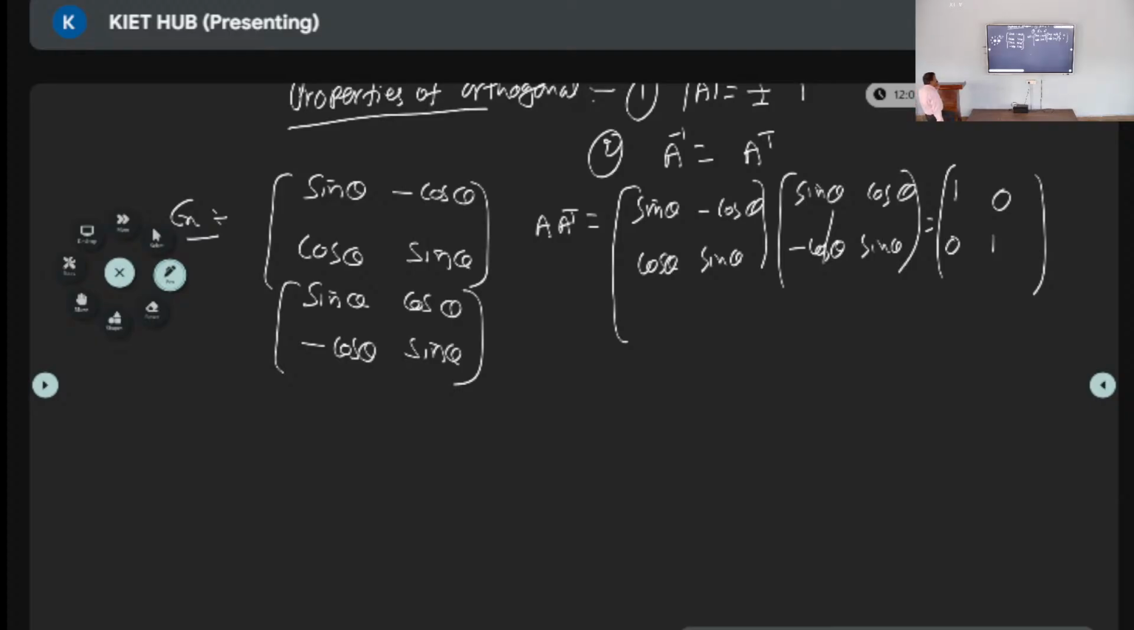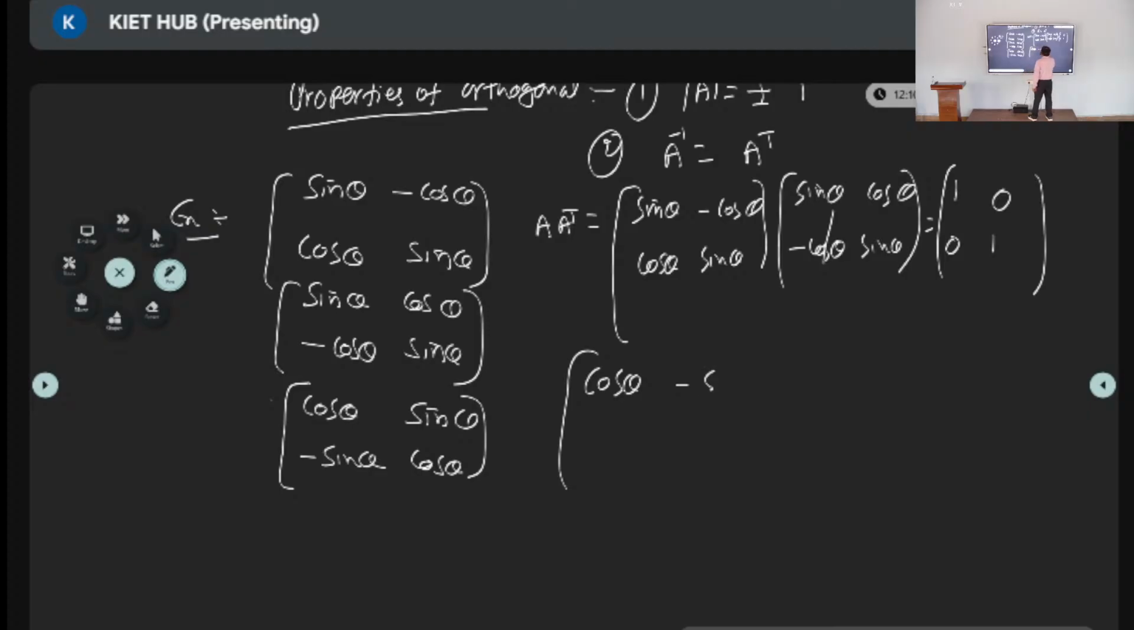Coming to next. What is another one? Observe. Cos theta, sin theta, minus sin theta, cos theta is also an example of orthogonal. Cos theta, minus sin theta, cos theta. So these are all examples of what? Orthogonal matrices.